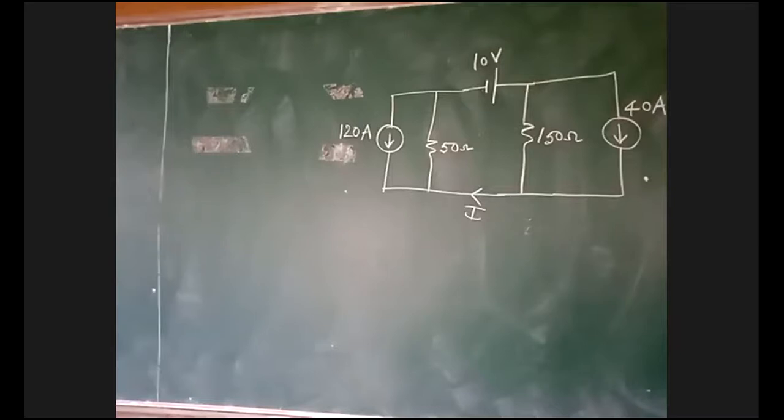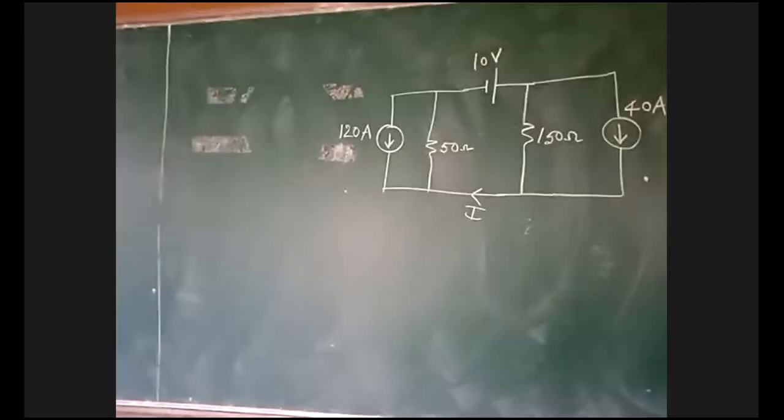Here we'll get three circuits. First I will consider the 120 ampere source. If I am considering 120 ampere, what I have to do for 10 volts? Short circuit. It should be short circuited. 40 ampere, what I have to do? Open circuit. Voltage sources will be short circuited. Current sources will be open circuit. See here, I am considering 120 ampere.